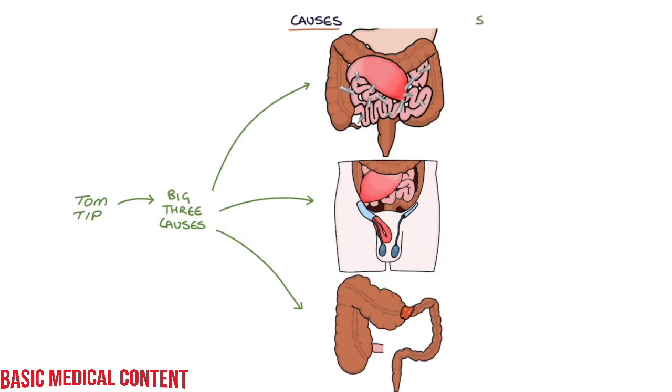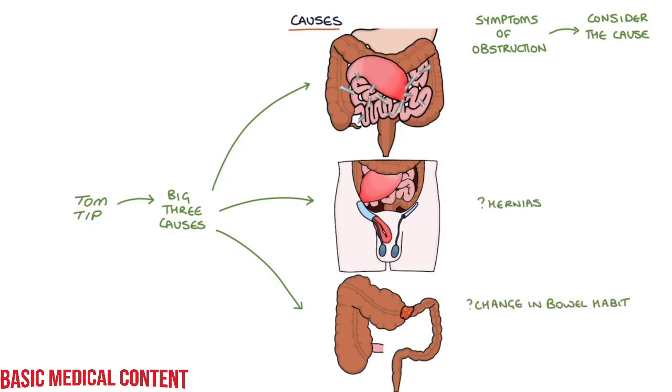When patients present with symptoms of bowel obstruction, don't just think about obstruction, but also consider what the cause of the obstruction could be. Ask about hernias, a change in bowel habit, weight loss, and PR bleeding, which may indicate bowel cancer, and about previous abdominal surgery that may have resulted in adhesions.